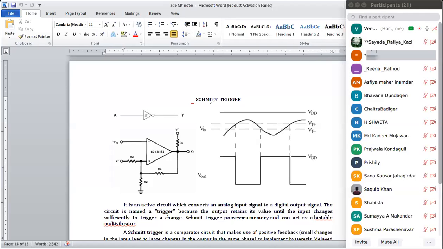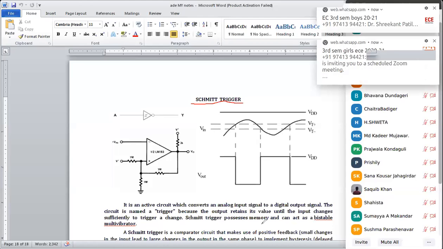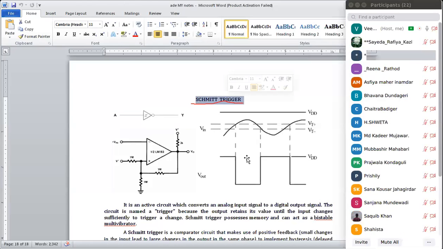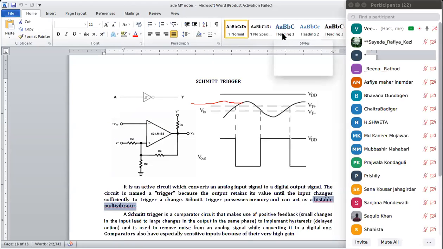Okay, so the Schmitt trigger is also a type of multi-vibrator. We have three types of multi-vibrators: one is the astable multi-vibrator, second is the monostable multi-vibrator, and then we have the bistable multi-vibrator. Here, this Schmitt trigger will work as a bistable multi-vibrator. So why has it got the name trigger, Schmitt trigger?